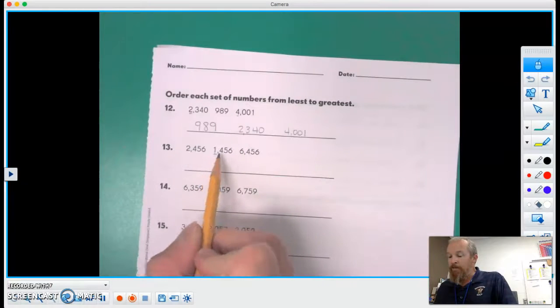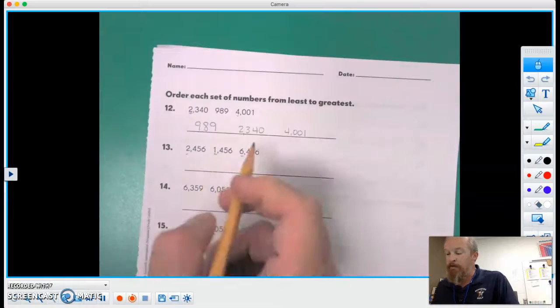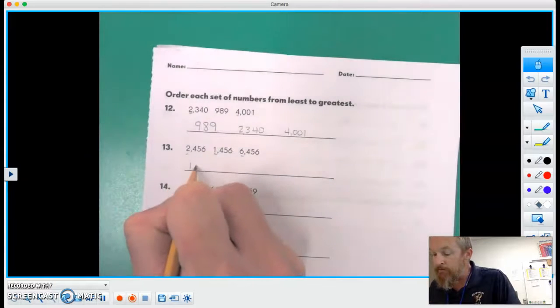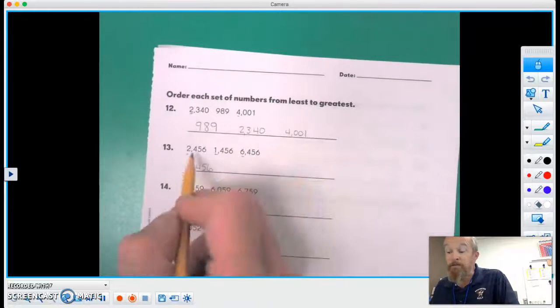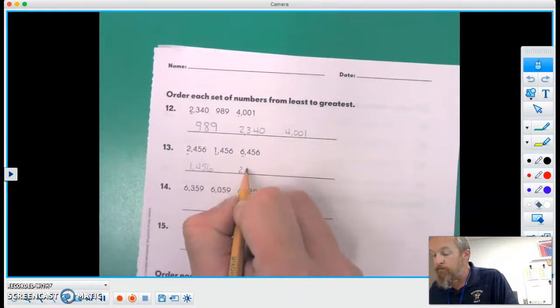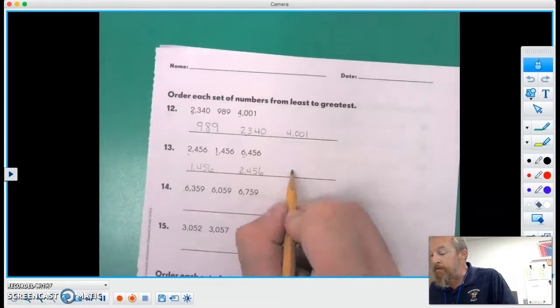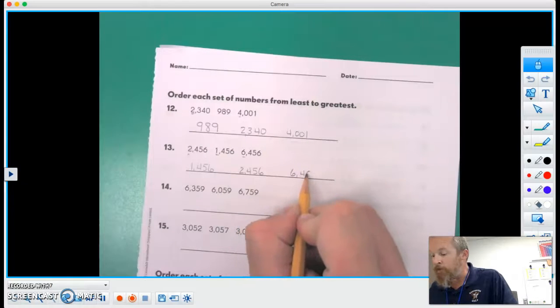Okay, I see 1,000, 2,000, and 6,000. 1,000 is the least. 2,000 versus 6,000, so 2,000 is next. And 6,000 is what we have left over.